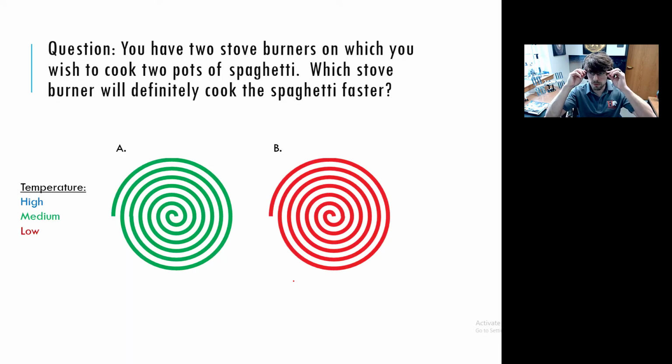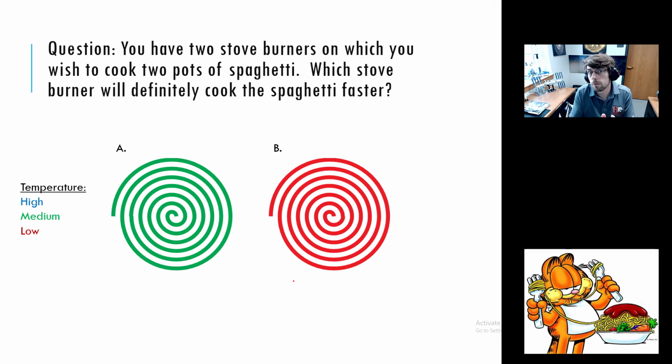So here we go. Question for you. You have two stove burners on which you wish to cook a pot of spaghetti. Which stove burner will definitely cook the spaghetti faster? And be careful, I should point this out: green is hotter than red. I'm using the astronomy ideas about colors, which means red is hot, green is hotter, and blue is even hotter than that. So go ahead, take a second. Which stove burner will definitely cook the spaghetti faster?